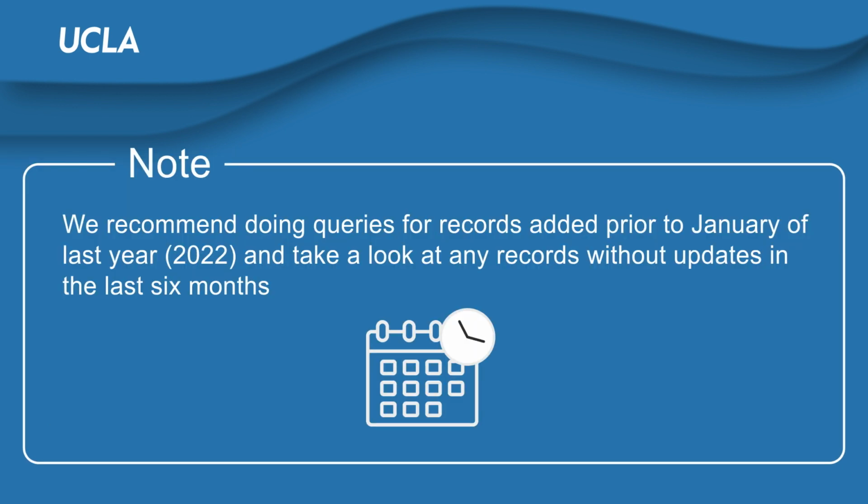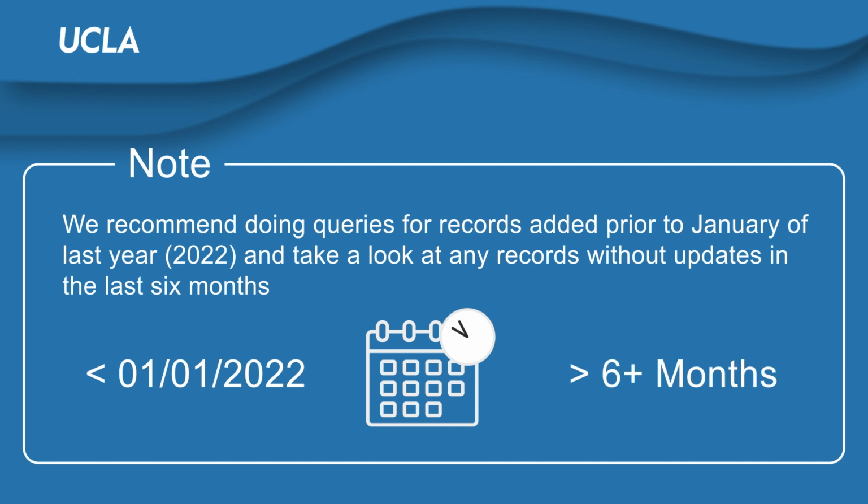We recommend doing queries for records added prior to January of last year and take a look at any records without updates in the last 6 months. You can then flag or delete these rows.